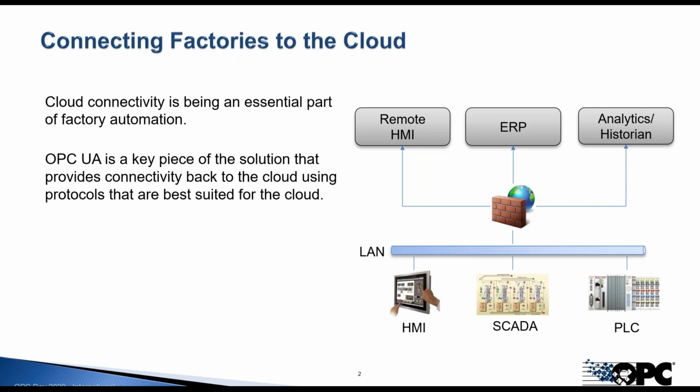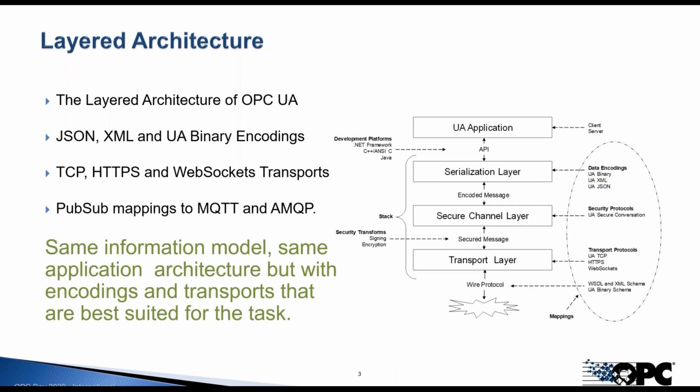And OPC UA has a number of features which can be adapted to allow you to connect your factory networks back to the cloud. Now, to understand how OPC UA can help, we need to start by talking about the layered architecture of OPC UA, which cleanly separates out the application logic, the APIs, the information models, and all the stuff that you would be using to develop your applications from the actual mechanisms you get the data across the wire. And this includes the mechanisms for encoding the data, the mechanisms for securing the data, and the mechanisms for physically transporting it across the network.